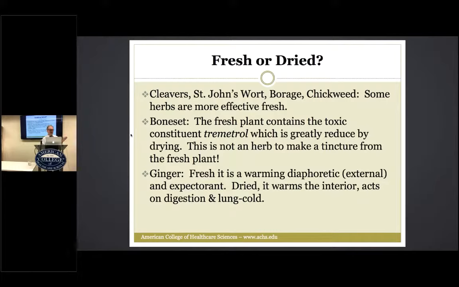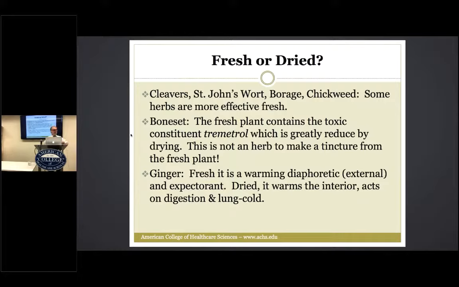This is like 9 drops is the max. Ginger acts differently whether it's fresh or dried. This is the traditional Chinese medicine. In traditional Chinese medicine, fresh ginger and dried ginger are thought of as 2 different herbs. Fresh ginger is a warming diaphoretic, and it acts on the surface of the body and as an expectorant.